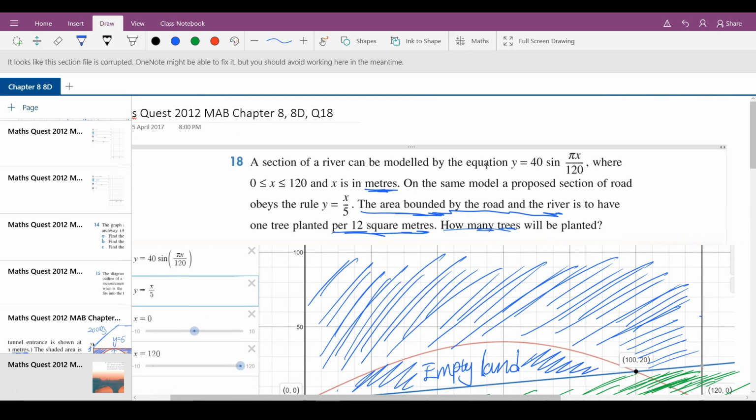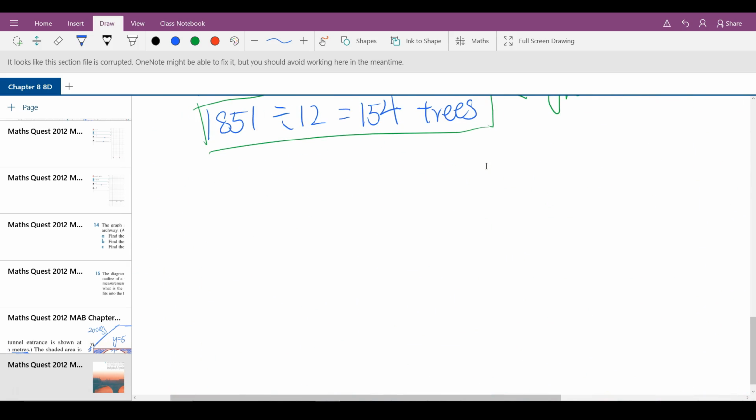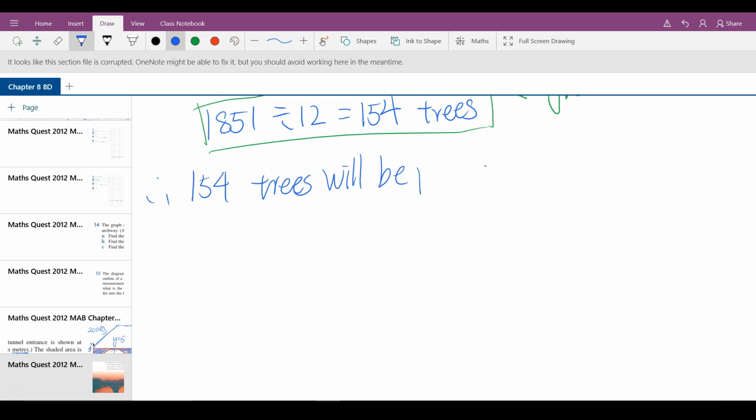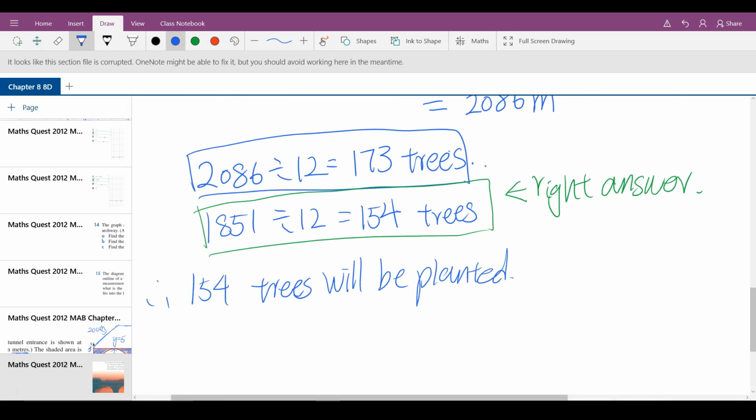So have we answered the question yet? No, we haven't. Let's answer the question. How many trees will be planted? Well, therefore, not approximately, you can't say approximately, it's just 154 trees will be planted. And that's it. That's question 18.